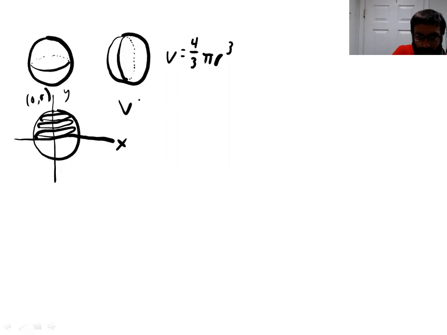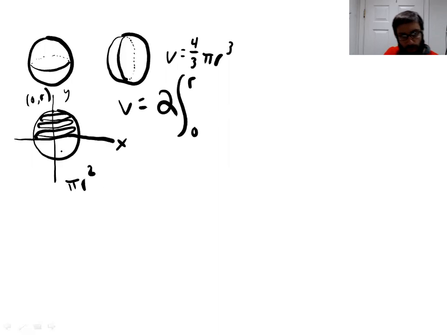So our volume is simply going to be 2 times, we're going to be doing one hemisphere for our integral. So for 2 hemispheres, we need 2 times the integral from 0 to r. We're going to be summing up these circles from 0 to r along our y. And then what is each one of those circles? What's the area of a circle? Well, the area of a circle is pi r squared. So it's pi r squared for one circle. But what is the r value?